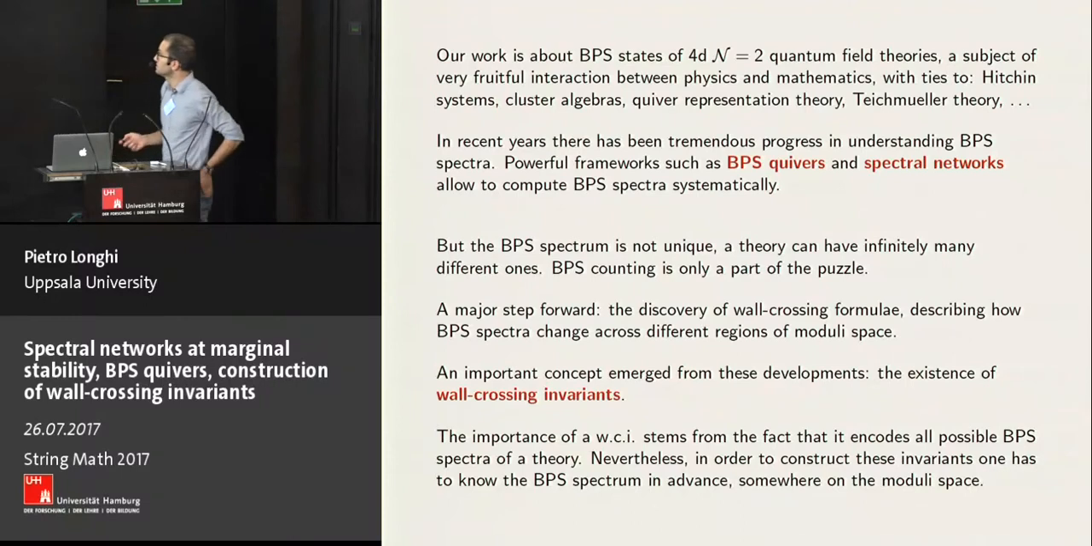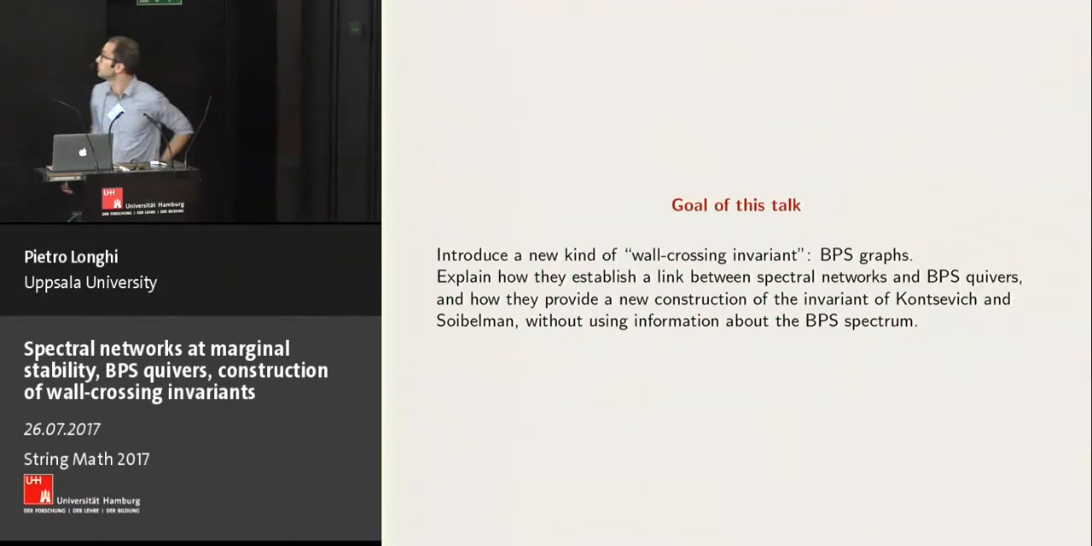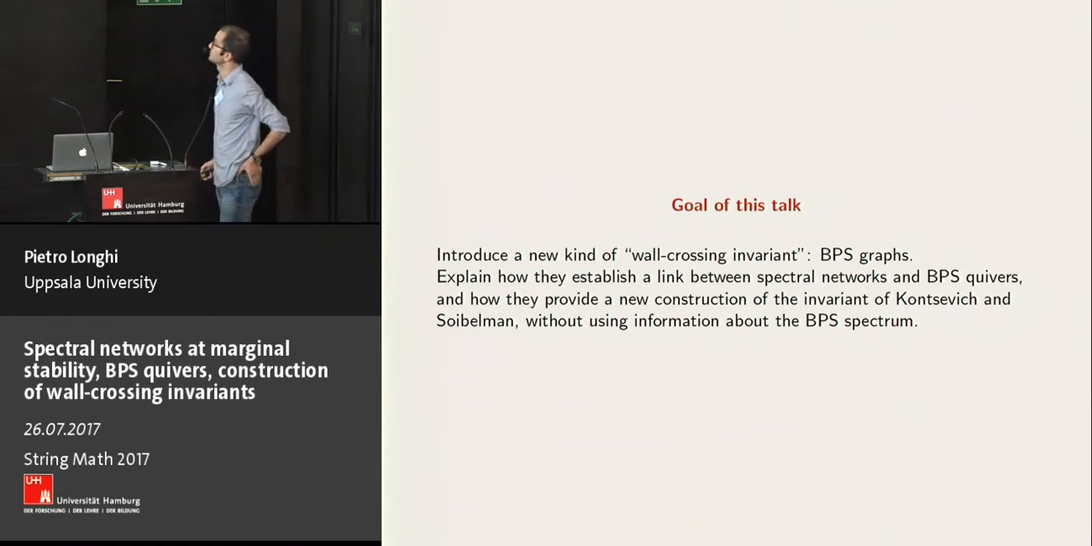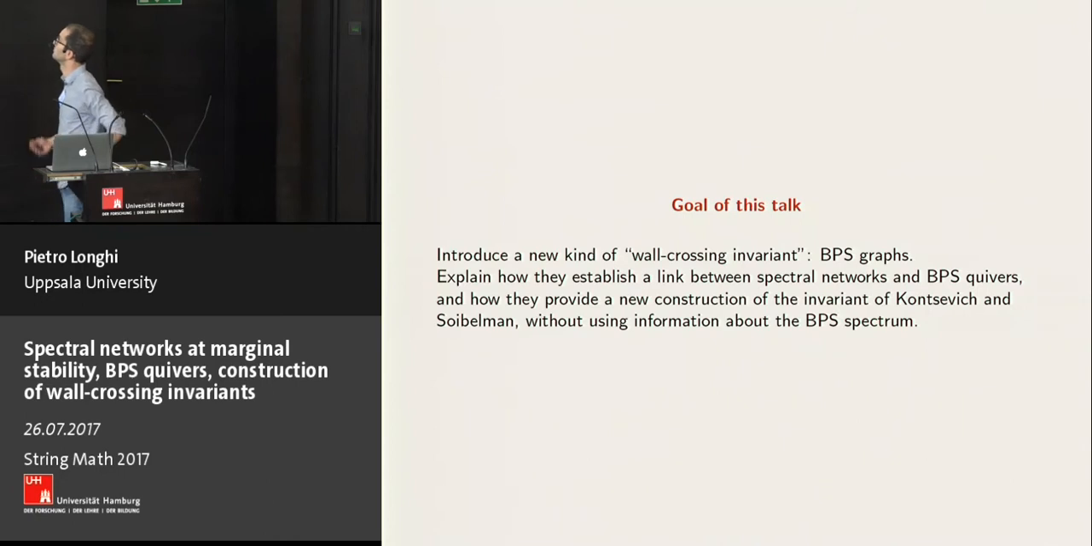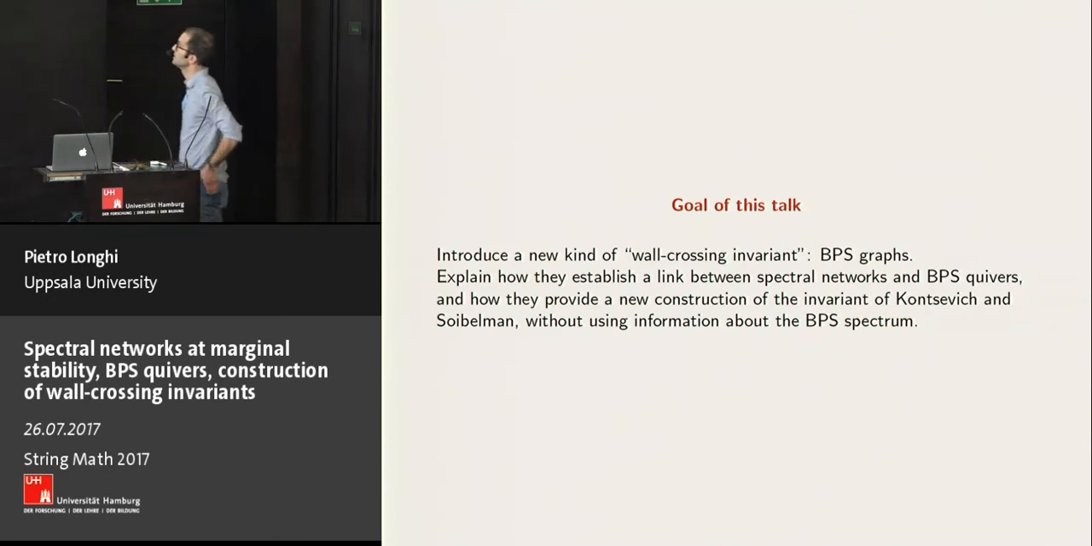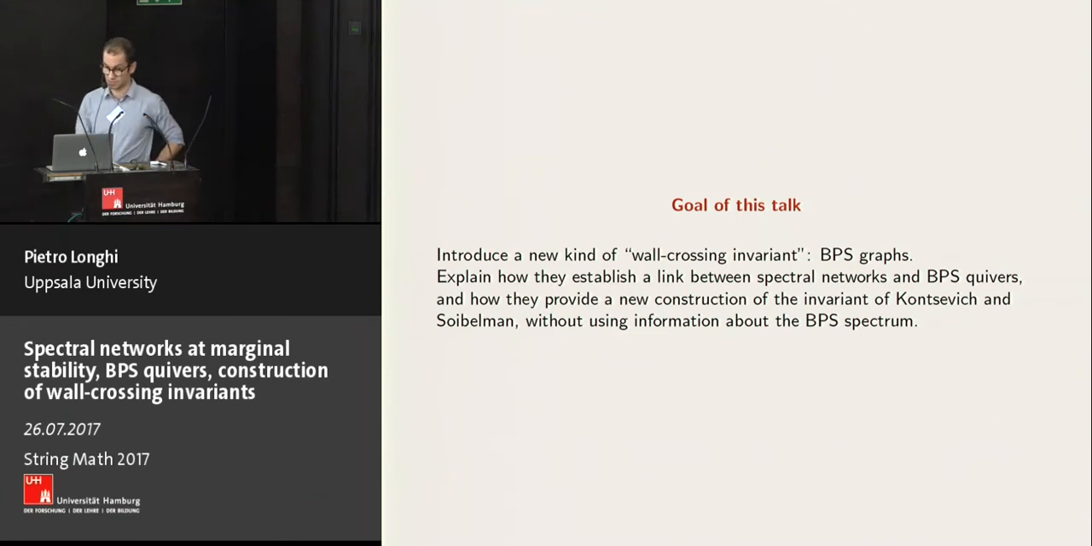So this is what my talk will be about today. And the goal will be to introduce a new kind of wall-crossing invariant, which we call BPS graphs, and to explain how they establish a link between spectral networks and BPS quivers, and in what sense these are invariants. Namely, they provide a new construction of the invariant of Kontsevich and Soibelman, which moreover does not use any information about the BPS spectrum.